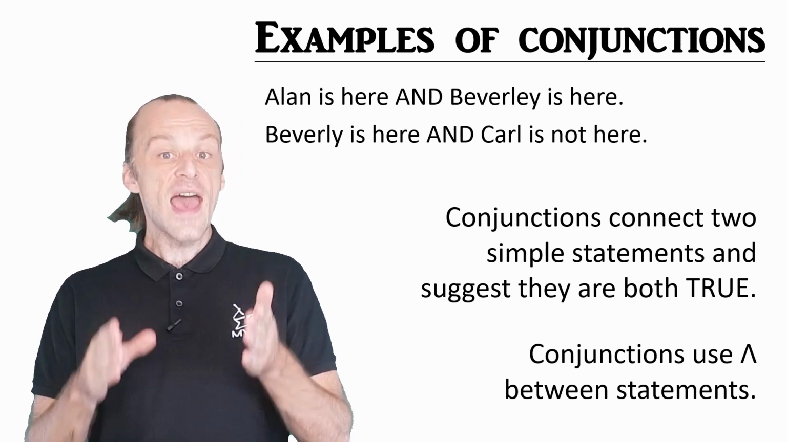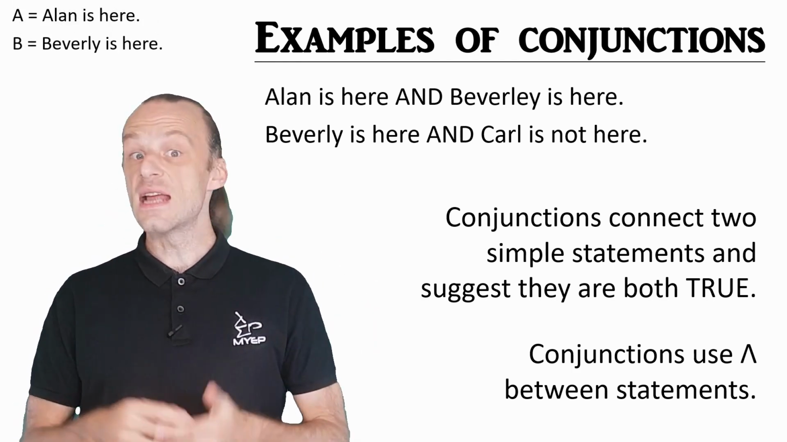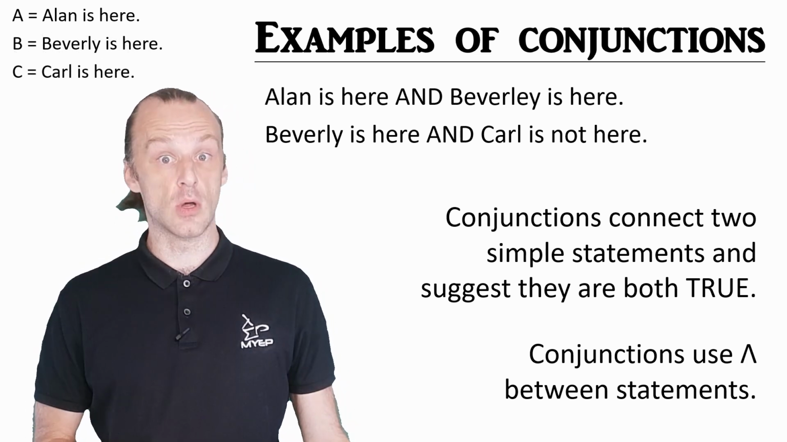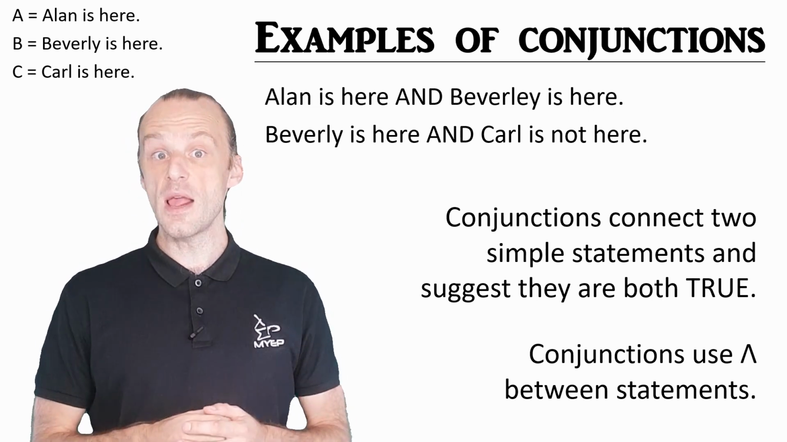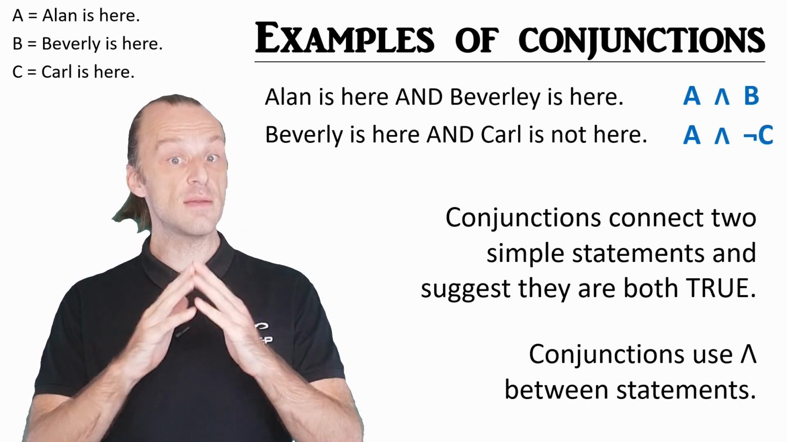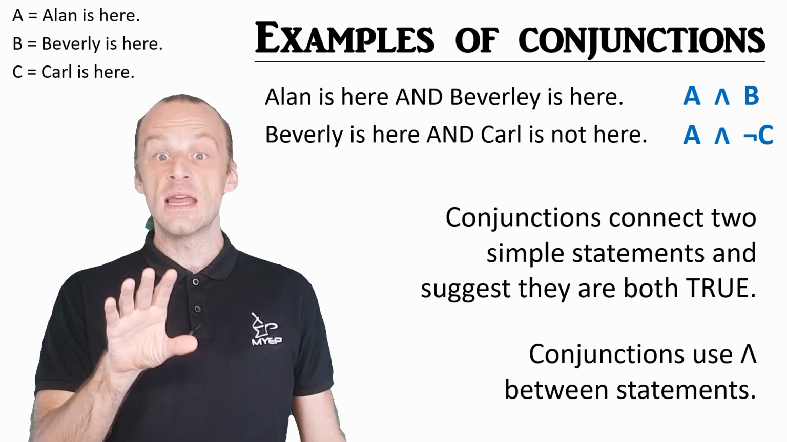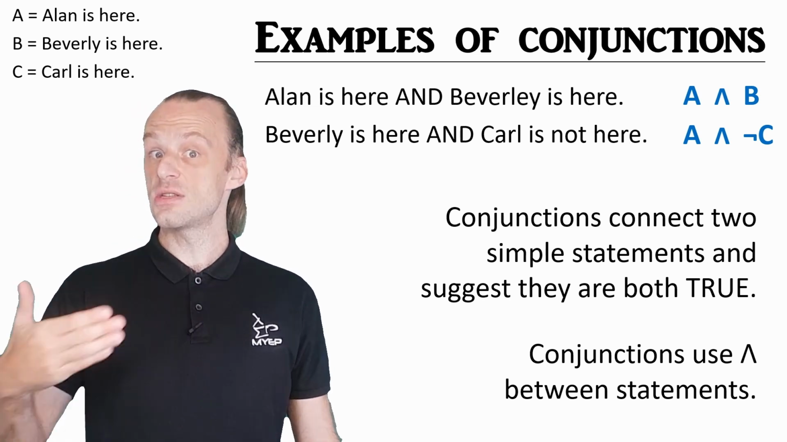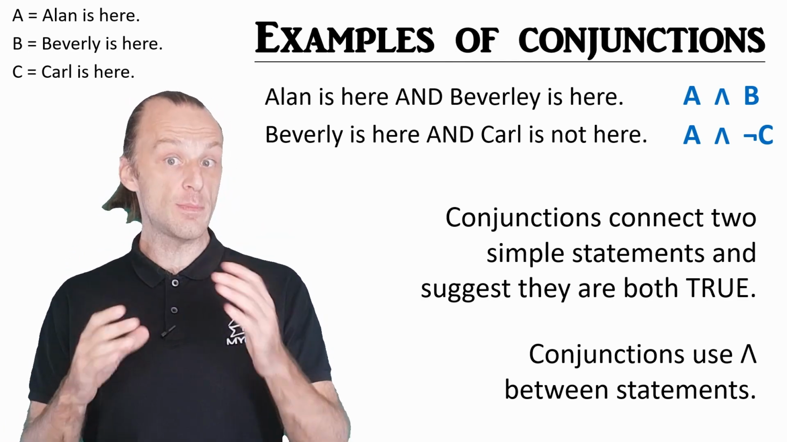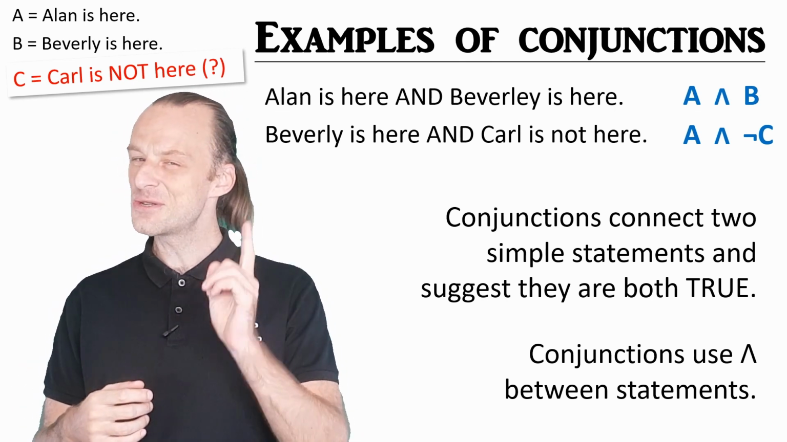Question for you. If A equals Alan is here, B equals Beverly is here, and C equals Carl is here, how would you write these conjunctions in symbolic form? Pause if you want to try it, but we can show them like this. We place the inverted V between our two simple statements. Note that the simple statement C needs to be negated to become not C. Carl is not here. If you said A and C, then that could be okay. There is no rule that says we can't have a simple negation, but logicians may frown at you.